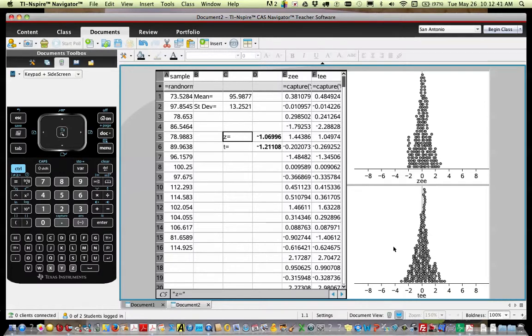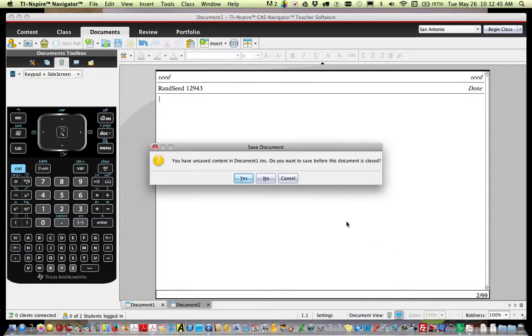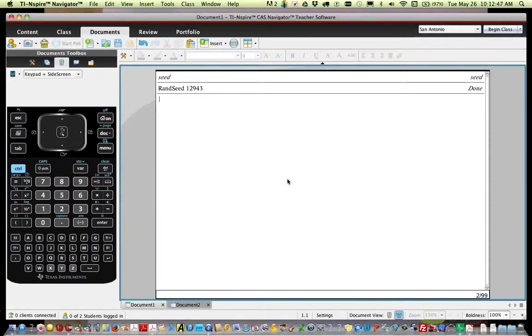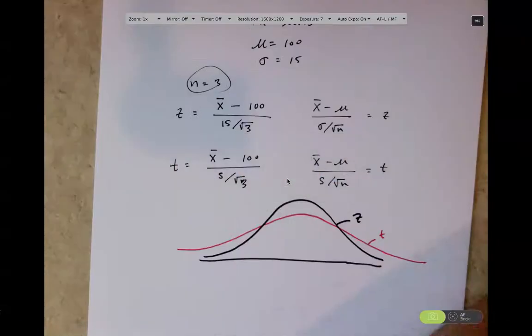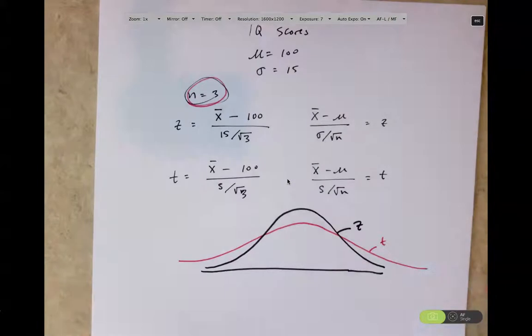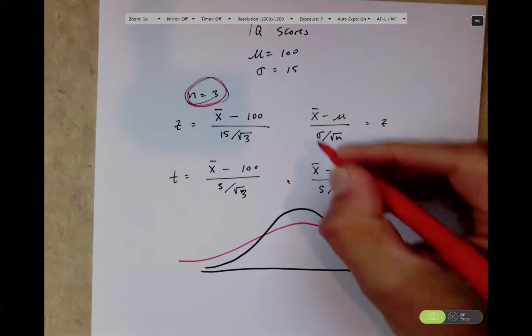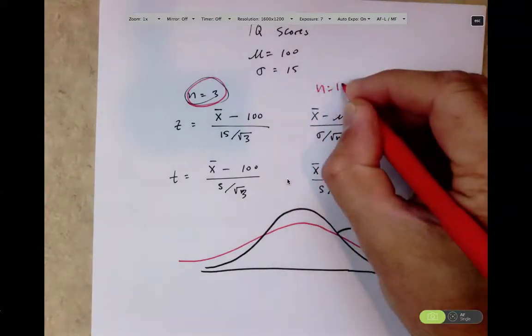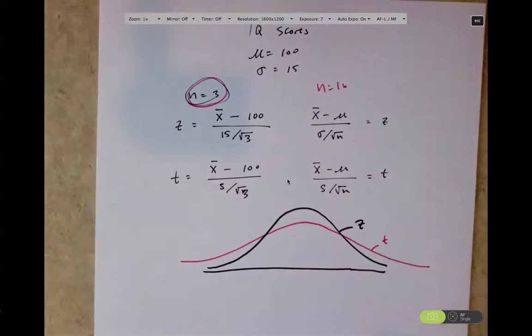Right, and so if we go back to our notes here, there's really, this is based upon a sample of size 3, this t distribution. But then if we take n equals 16, we're going to get a distribution that looks a little bit different than both of these.